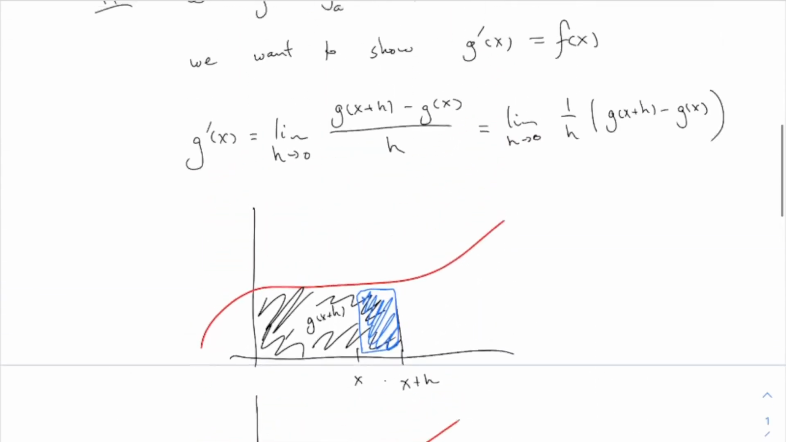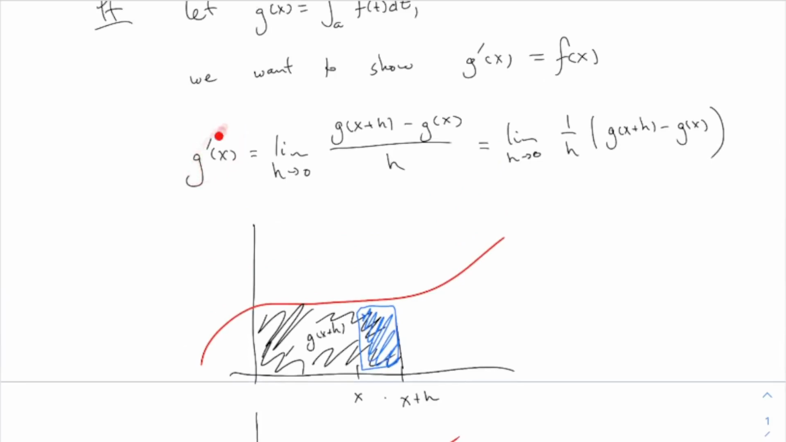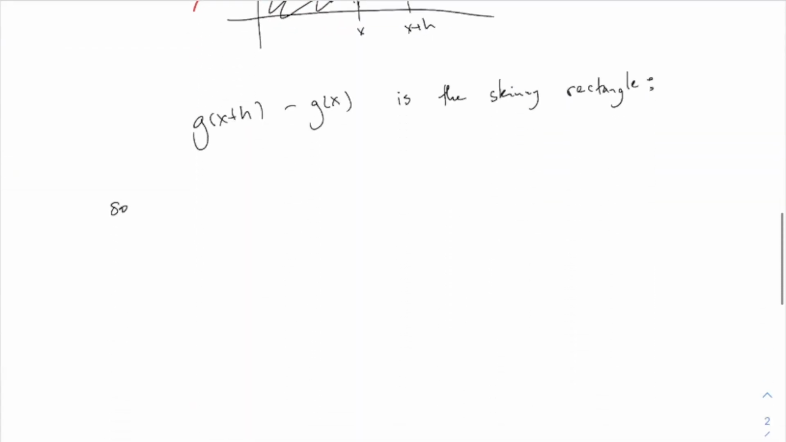So just picking up where we left off up here, g prime of x is that stuff, right? But the thing in the parentheses is the area of the blue rectangle. So g prime of x is the limit as h goes to 0 of 1 over h times the area of the blue rectangle. And what is that area? The area of the blue rectangle, of course, is the base times the height.